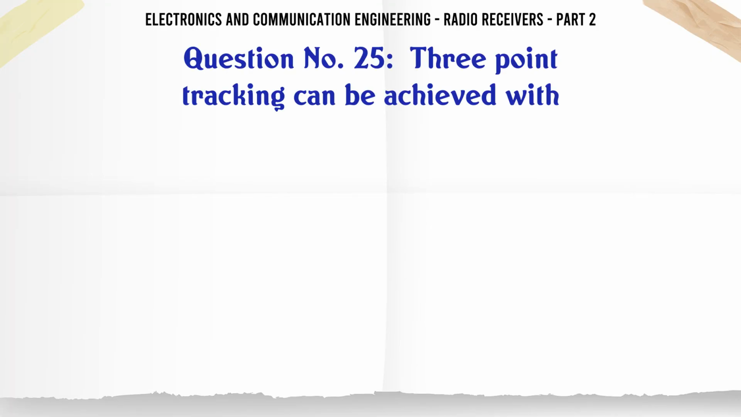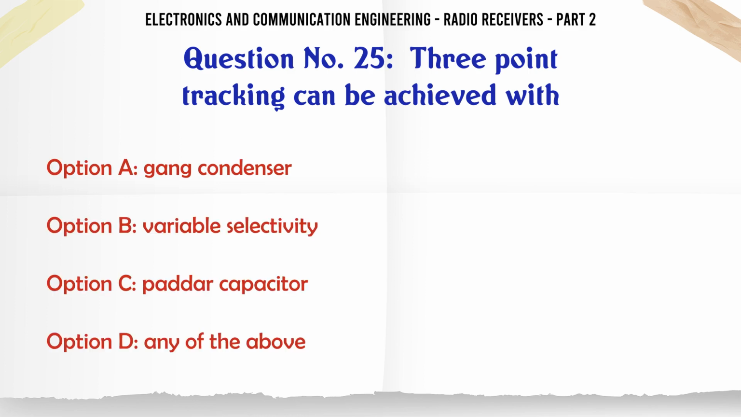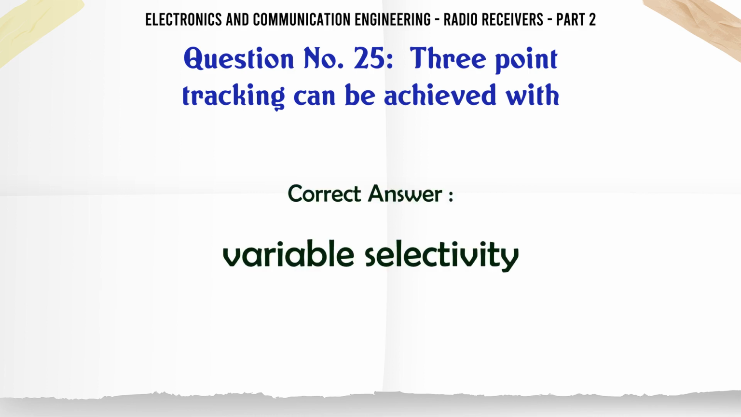Three-point tracking can be achieved with: A. Gang condenser. B. Variable selectivity. C. Padder capacitor. D. Any of the above. The correct answer is variable selectivity.